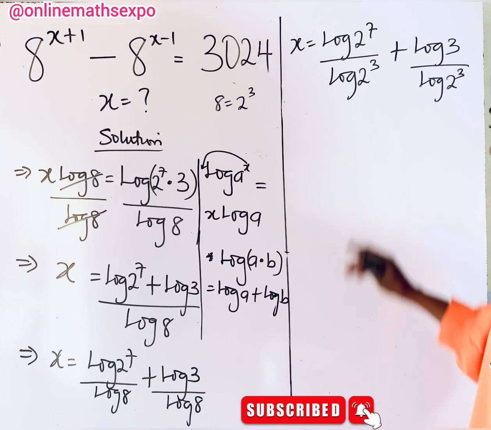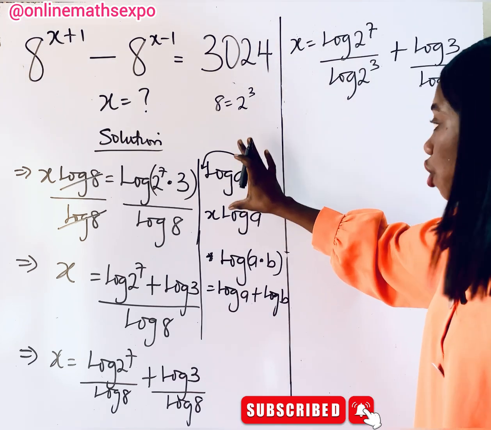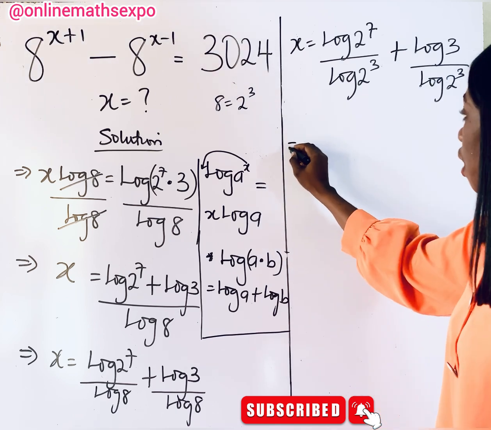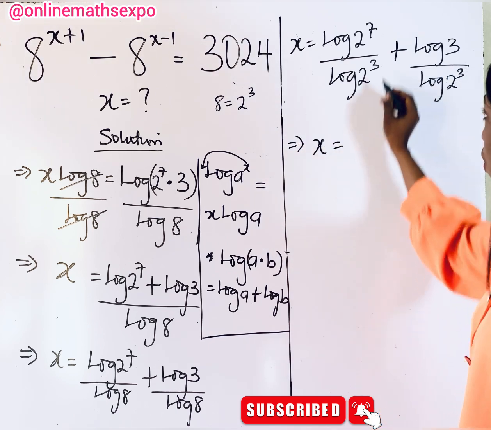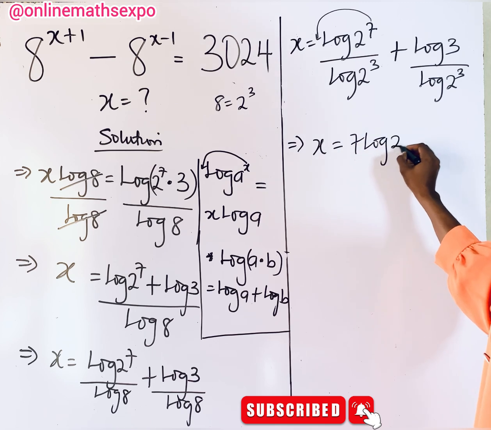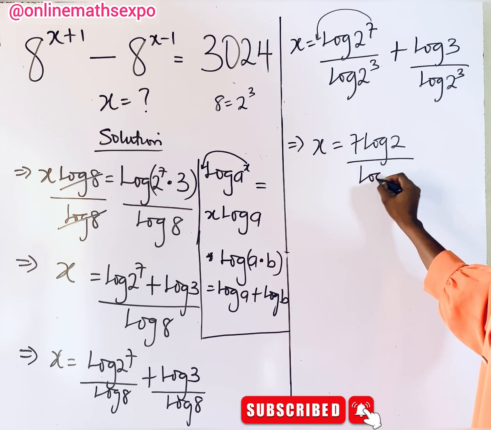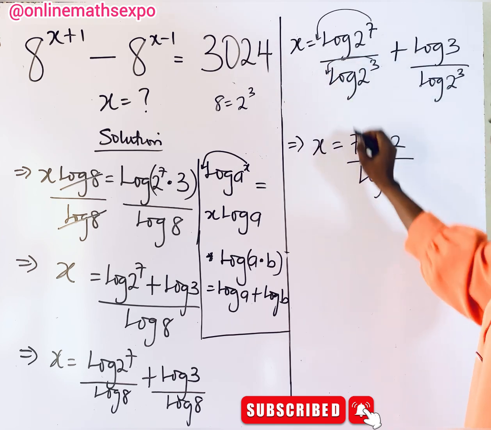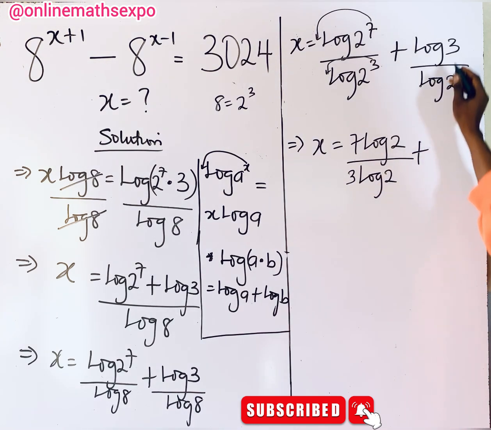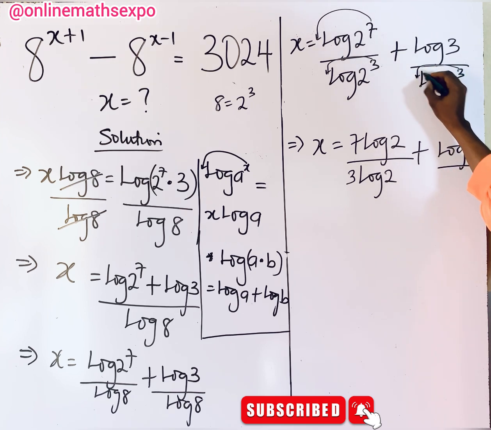So what do you do? Still obey this rule. So if you do that, we are going to have, let's block it. We are going to have x is equal to, this will now multiply. So we have 7 log 2 all over log of, this one will multiply, so we have 3 log 2. Did you see that? Then plus, this will be log of 3 over, this will multiply, we have 3 log 2.